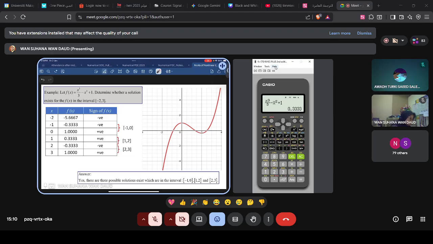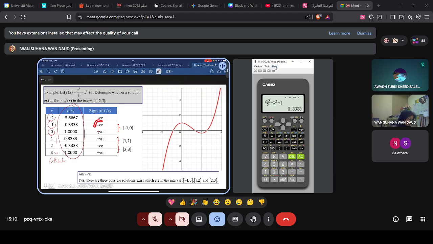So I'm just applying CALC to find the value of this. Okay, all right, so this is the f(x) when you substitute negative 2, negative 1, 0 and so on. So by applying the intermediate value theorem, we find the sign for each value: negative, negative, positive.